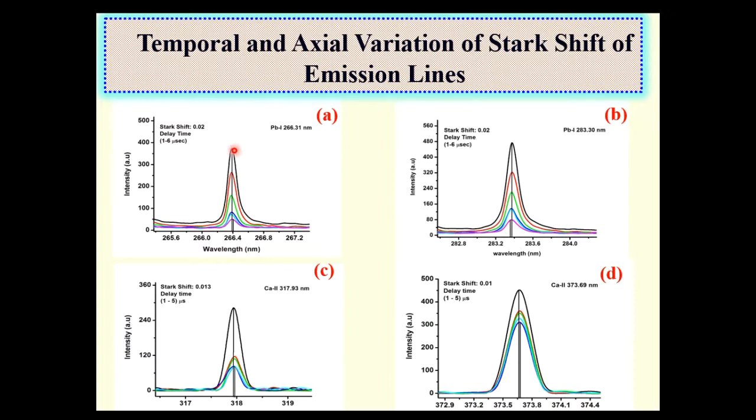The first black line is recorded at 1 microsecond. We recorded this at 1 microsecond, and as the delay increases, the intensity of the transition line continuously decreases. This shows that it is not just intensity decreasing, but there is also a variation of shift in delay time. Okay, in delay time. Okay, sir. Okay, thank you.